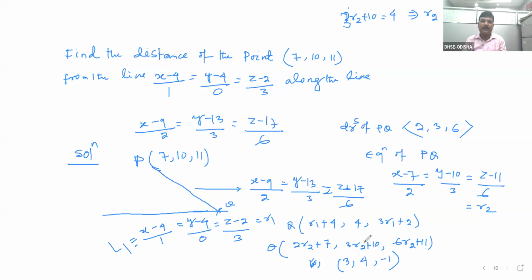So now we have to find the distance. So quickly note it down. P is 7, 10, 11 and Q is 3, 4, minus 1.